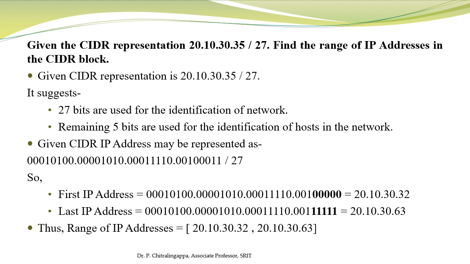So here they have given one CIDR notation. This is an IP address followed by slash n, which is 27. So what is the meaning of this notation? 27 bits are used for the identification of the network. How many bits are used for the network? In total there are 32 bits. From those 32 bits, you remove 27 bits, and the remaining 5 bits are used for the host address only. So the slash value represents the number of network bits, and the remaining bits are used for the host IP address only.